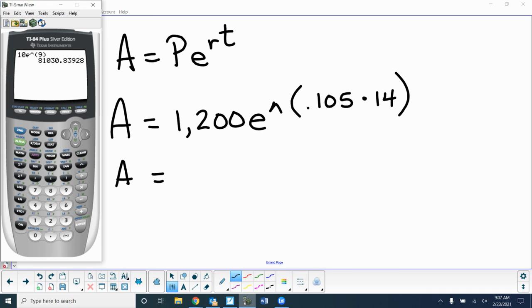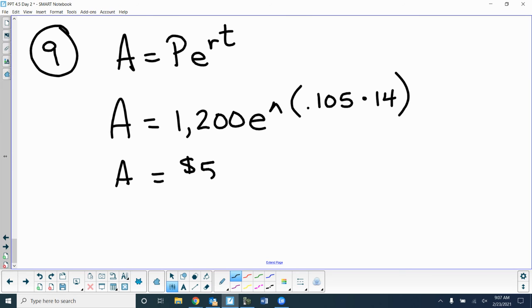So, again, going back to my calculator. 1,200, second natural log for that E to go in there. Some of you forgot the E part. And then 0.105 times 14, and then close it up. I have to close it up. Some of you, it just puts it up there for you. Hit your right arrow key. And we get $5,219.08. You should go to the nearest cent on money.